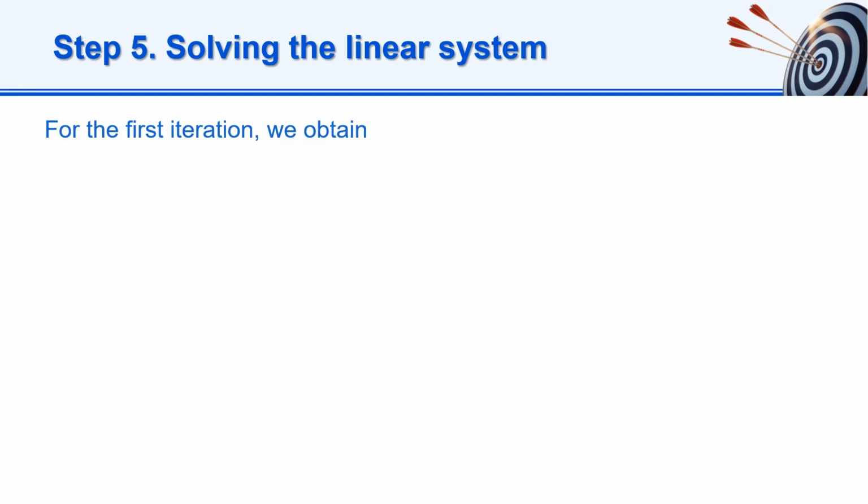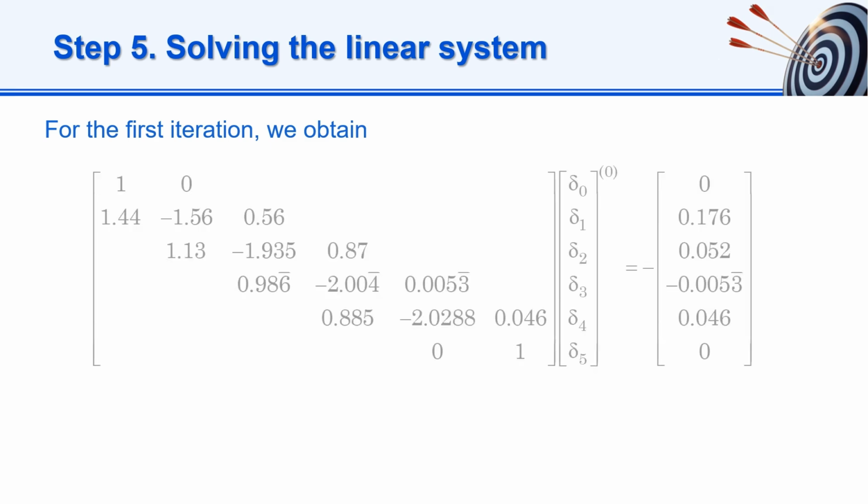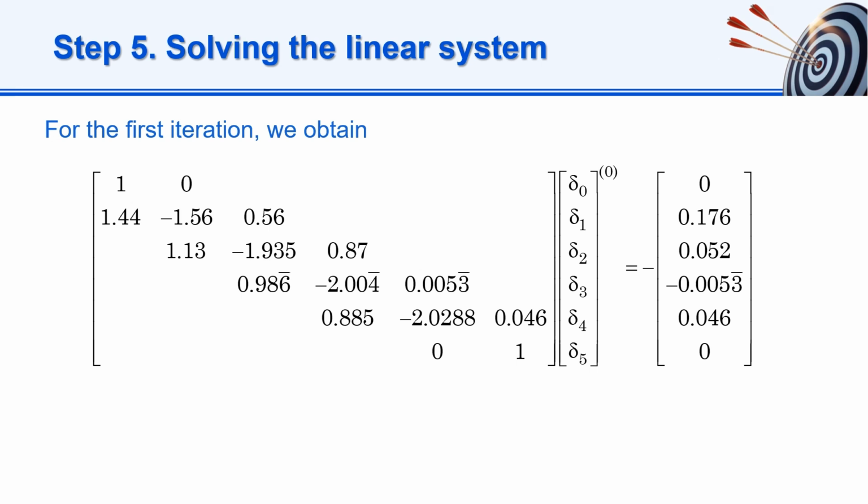For the first iteration, we obtain the system of linear equations as follows. Notice that the right-hand sides of the first and last rows are set to 0 because we do not want the initial conditions assigned by the initial guess to change. At the end of each iteration, the norm of the displacement vector is calculated for the convergence test.